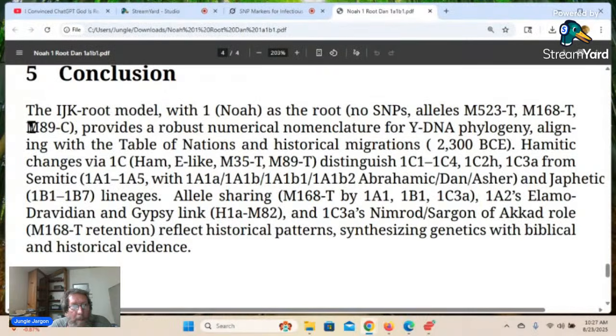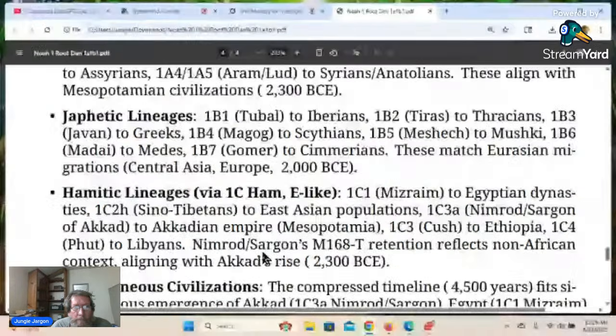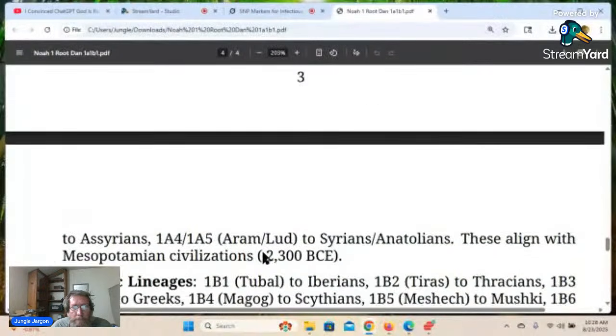Let's talk about the virtues of the new numerical designations in the IJK-root model, where Noah is labeled as 1, Shem as 1A, Japheth as 1B, Ham as 1C, and their grandsons like 1A1 Arphaxad, with 1A1AJ Abrahamic, 1A1B1 Dan, 1A1B Asshur, 1A2 Elamo-Dravidians and Gypsies, 1C3A Nimrod Sargon of Akkad, and 1C2H Sino-Tibetans. This alphanumeric system, tied to Noah's root genome, 2500 BCE, no SNPs, alleles M523T, M168T, M89C, aligns with the Table of Nations, Genesis 10, and historical migrations, 2300 BCE.